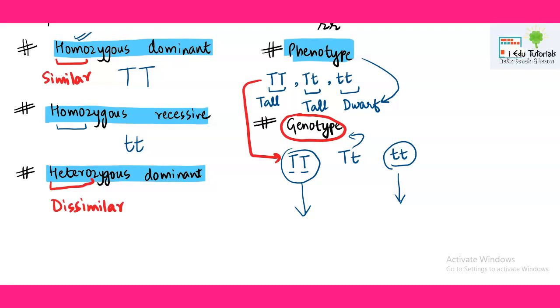What is heterozygous dominant? Heterozygous means dissimilar alleles will be present, but the suffix is dominant. That means we have to take one capital T definitely, and as the condition is heterozygous, the next allele will be small t. So see here, this is of one type, this is of another type. They are dissimilar to each other. So this condition is known as heterozygous dominant.